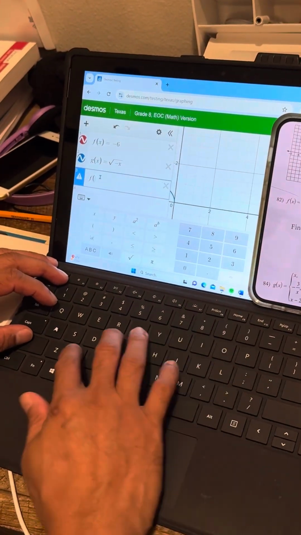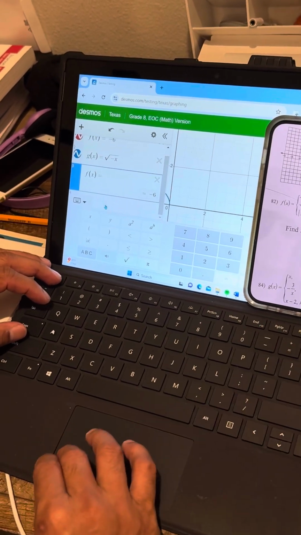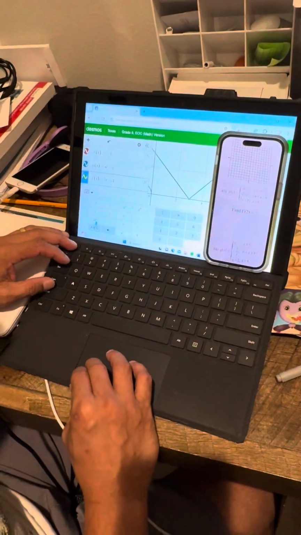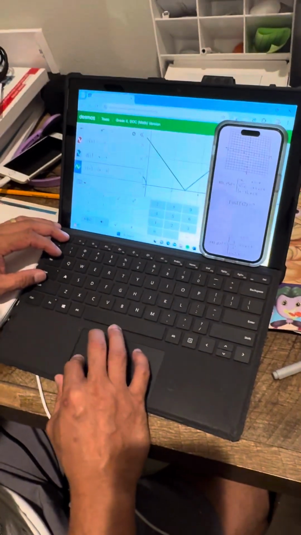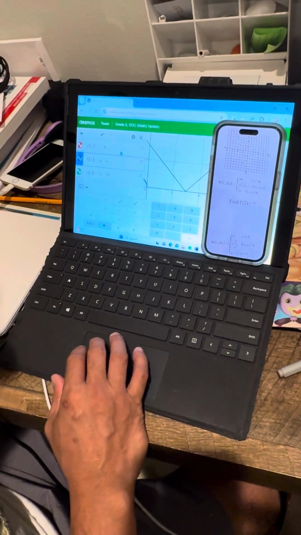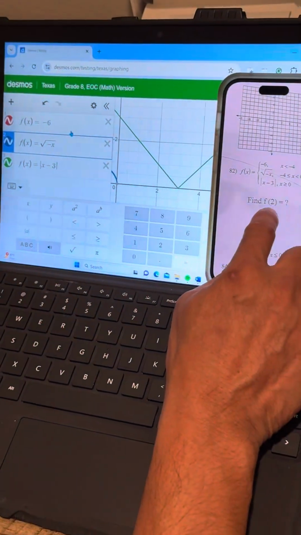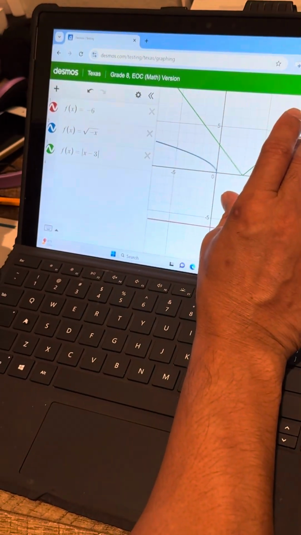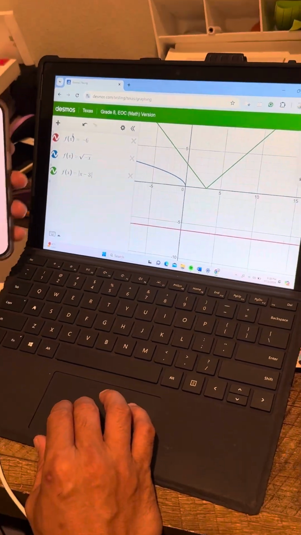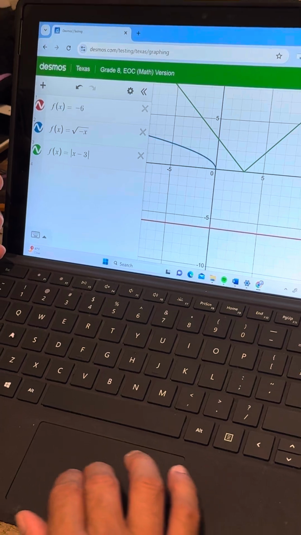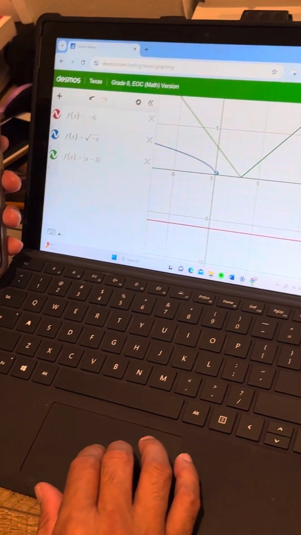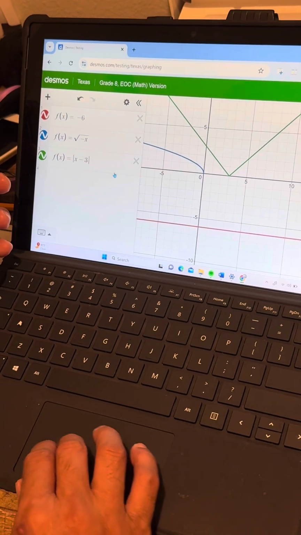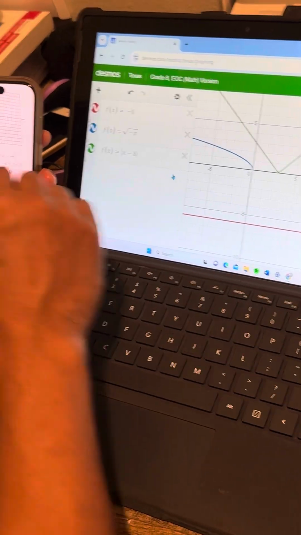F of x equals absolute value of x minus 3, absolute value. Okay, now let me change this so you don't get confused. Now we need to find the f of 2. 2 means the value of x. X is 2. So this is the graph. Remember, the first graph is f of x equals negative 6. The blue is the square root of negative x, and the green is the absolute value of x minus 3. Now the question is find f of 2.